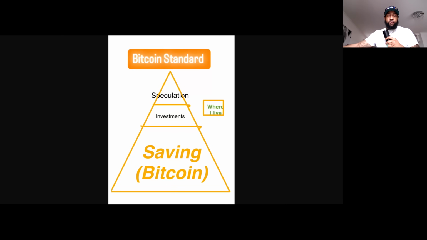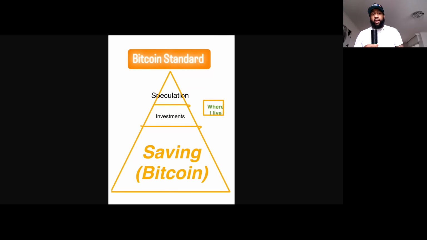And now at 800,000 and Bitcoin's at 100K, the house is only worth 8 Bitcoin. So it went from 53 Bitcoin down to 8 Bitcoin. The house is falling in value. But if I were on the dollar standard, it's going up in dollars. So I would think I'm making money, right? So I would say, yeah, my house is up.